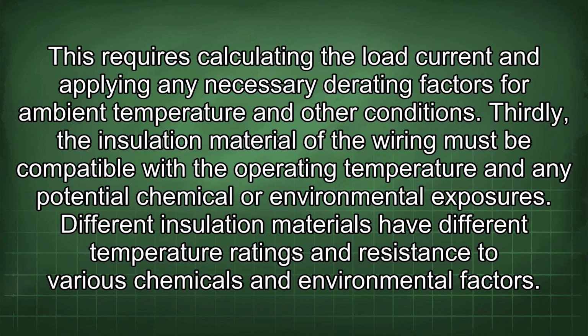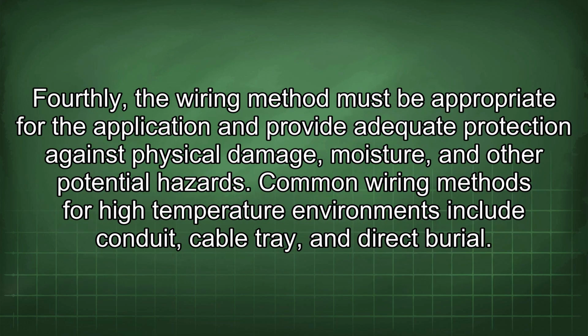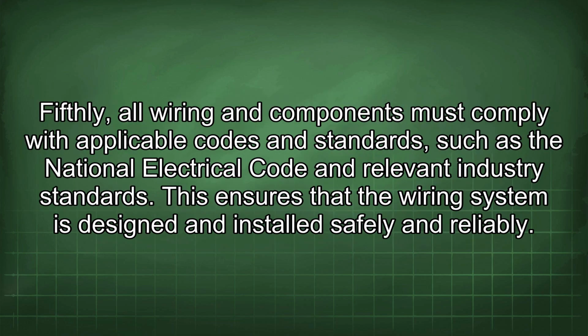Thirdly, the insulation material of the wiring must be compatible with the operating temperature and any potential chemical or environmental exposures. Different insulation materials have different temperature ratings and resistance to various chemicals and environmental factors. Fourthly, the wiring method must be appropriate for the application and provide adequate protection against physical damage, moisture, and other potential hazards. Common wiring methods for high-temperature environments include conduit, cable tray, and direct burial. Fifthly, all wiring and components must comply with applicable codes and standards, such as the National Electrical Code and relevant industry standards. This ensures that the wiring system is designed and installed safely and reliably.